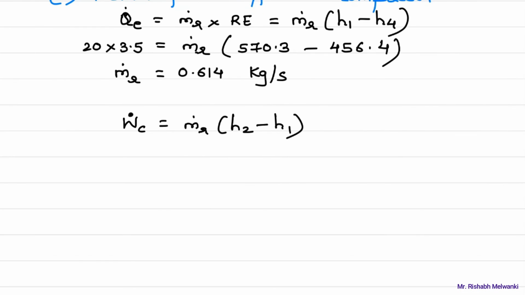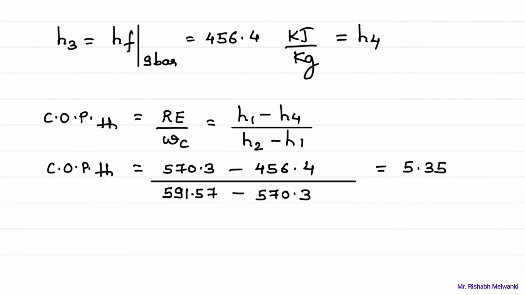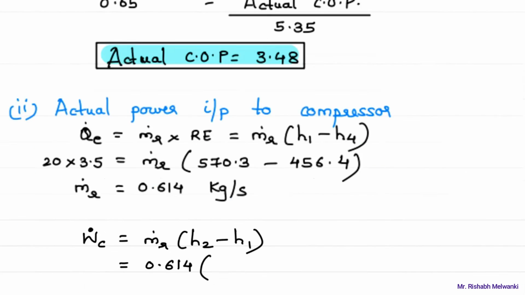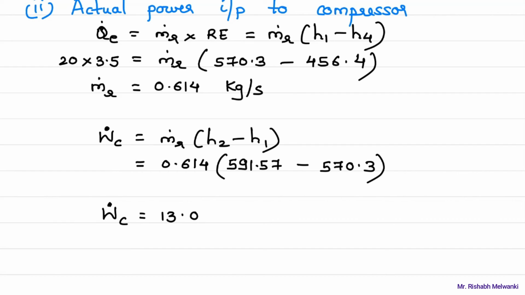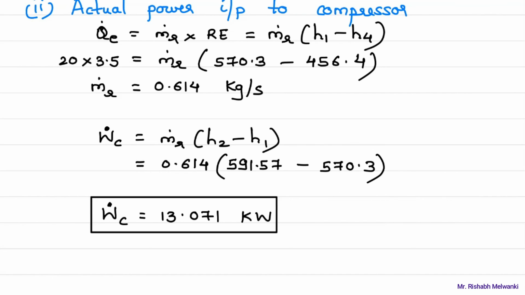So m dot r is 0.614 into H2 minus H1. Values we already have. So here this value is H2 minus H1. So calculate and give me the answer. So W dot C is 13.071 kilowatt. This is the power consumed by the compressor. So in this way we have completed this question.